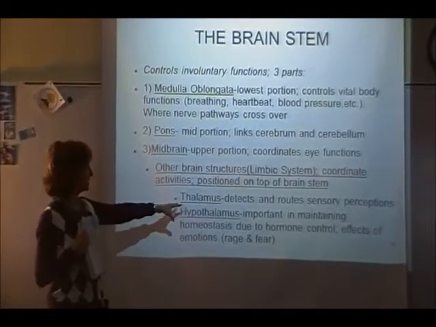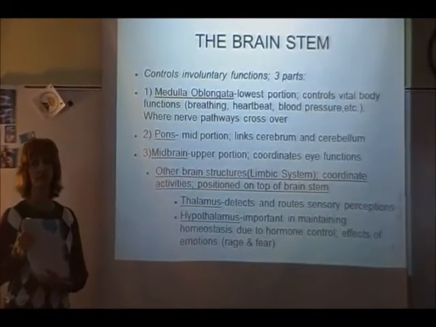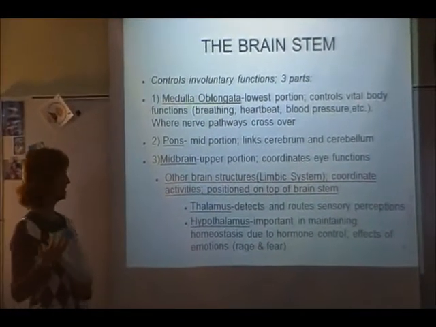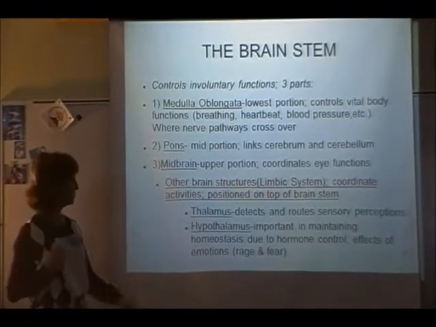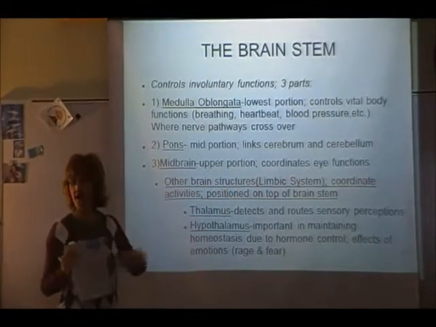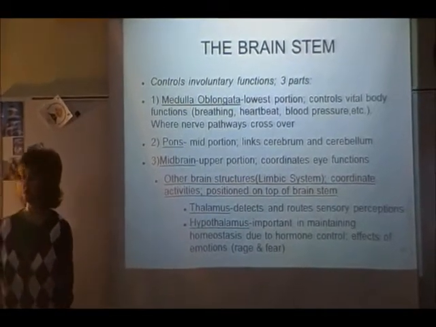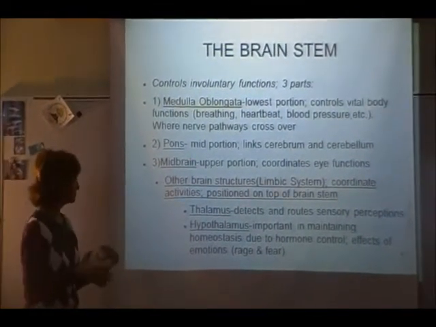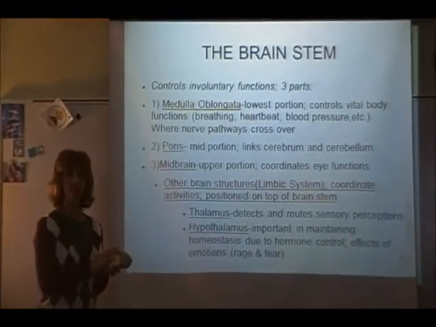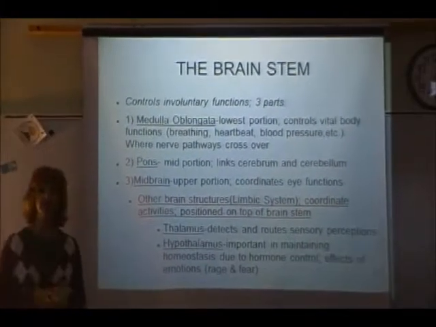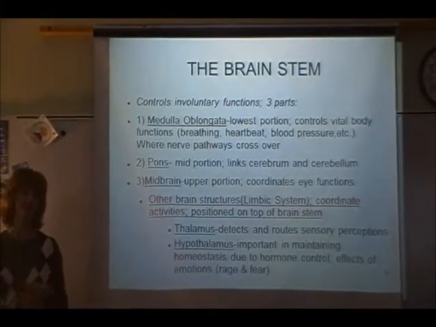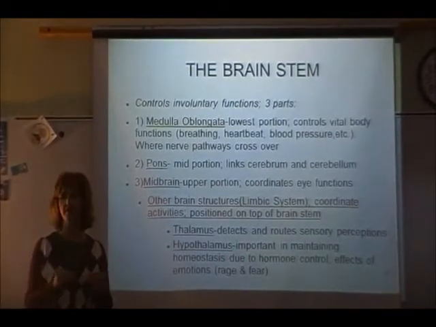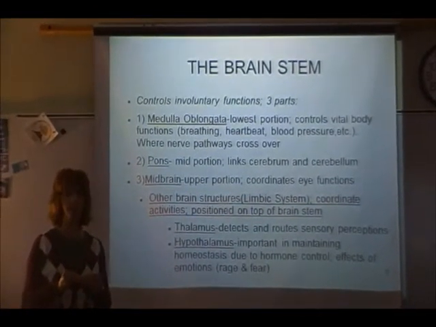So the thalamus is going to detect senses. Touch, sight, hearing, taste, all those types of senses are going to go into the thalamus, and the thalamus is going to determine which section of the brain those need to go to be interpreted. The hypothalamus is more involved in controlling homeostasis. Remember, homeostasis means your body is always striving to maintain an equilibrium.